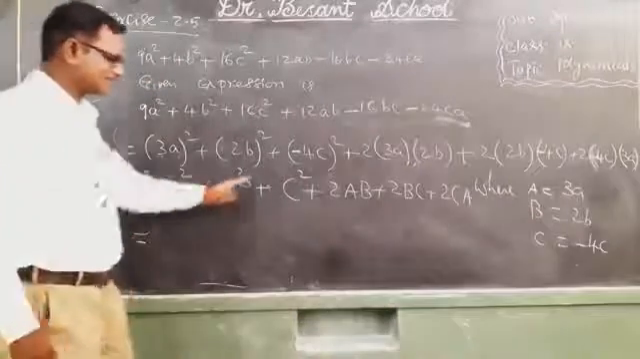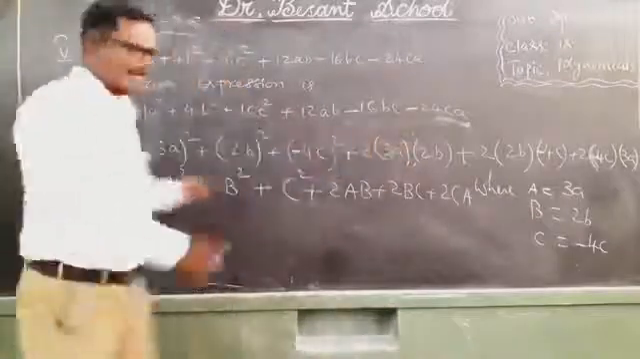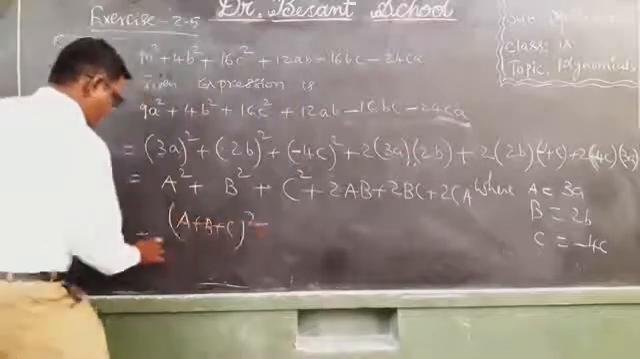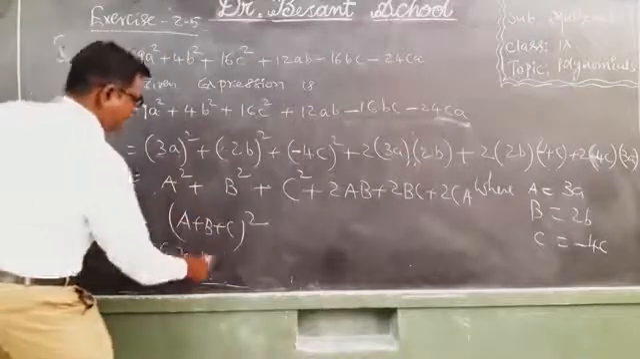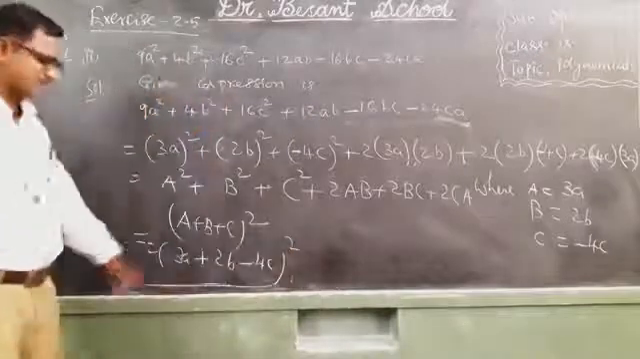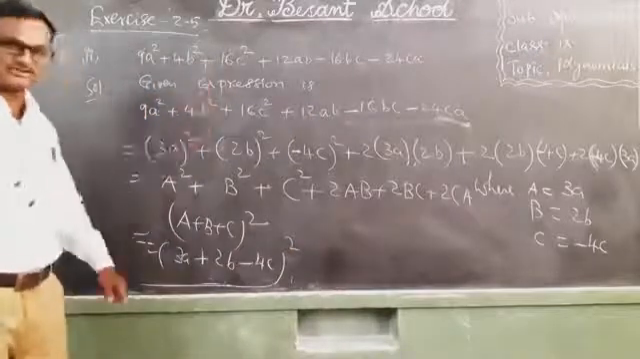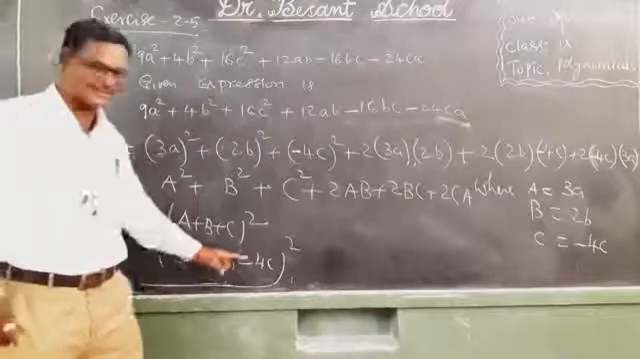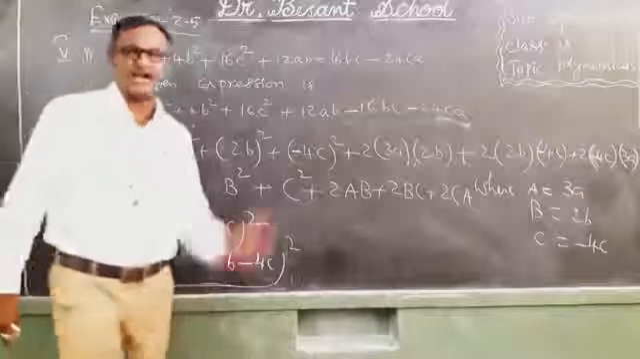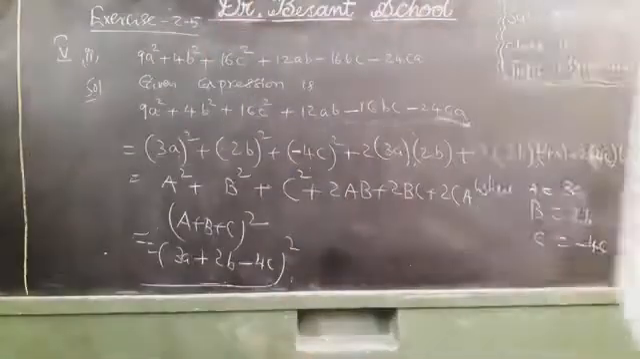Now A square plus B square plus C square plus 2AB plus 2BC plus 2CA can also be written as A plus B plus C whole square, where A means 3a, B means 2b, C means minus 4c, whole square. These are the factors for the given expression: one is 3a plus 2b minus 4c, the other is also 3a plus 2b minus 4c. I hope that you have understood these two problems from this fifth Roman.